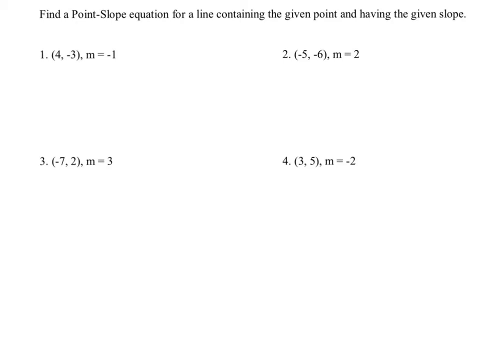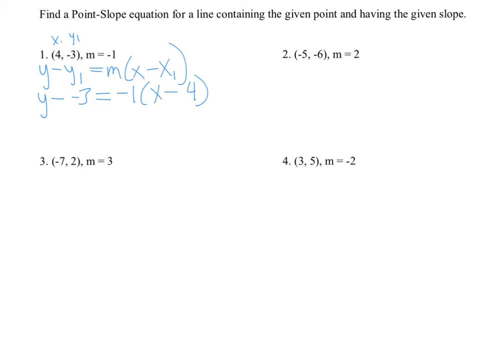Alright, for the next one, we're finding a point-slope equation for the line containing the given point and having the given slope. So for number 1, I've got 4 and negative 3 as my point. My slope is negative 1. The point-slope form is written as y minus y1 equals m times x minus x1. So when I plug in my numbers here, my 4 is my x1 and negative 3 is my y1. So I'll have y minus negative 3 equals negative 1 times x minus 4.